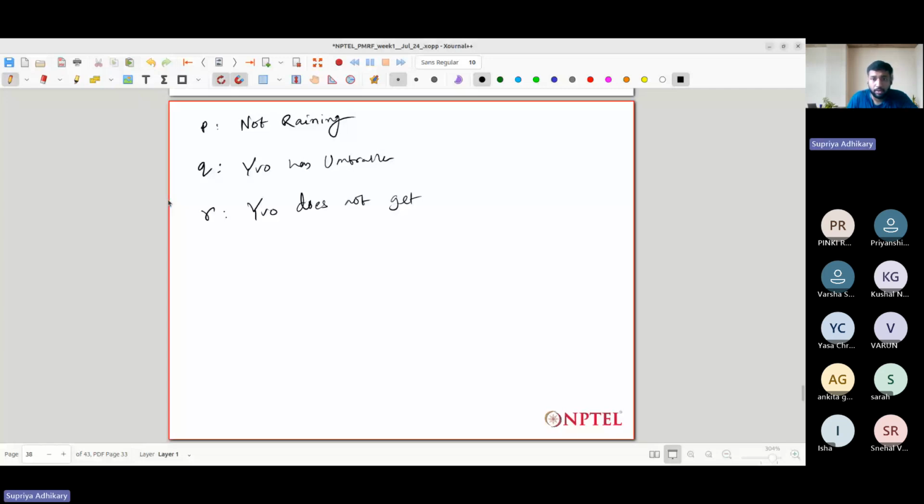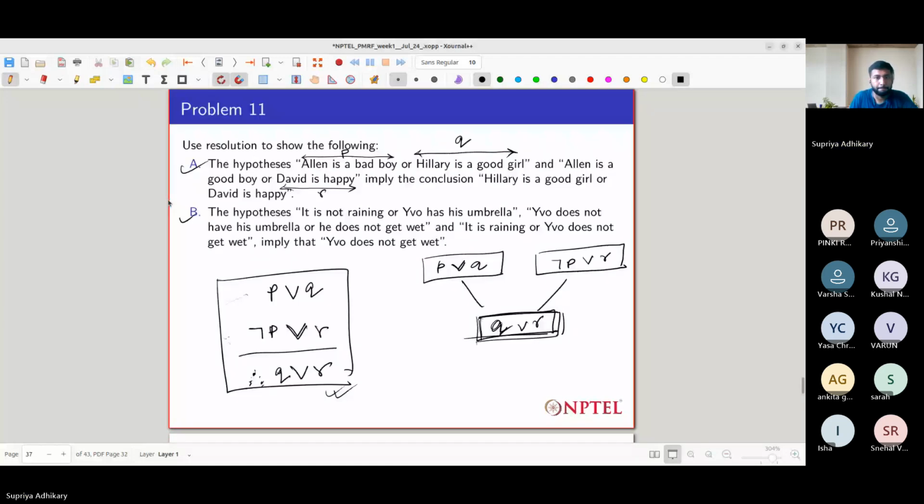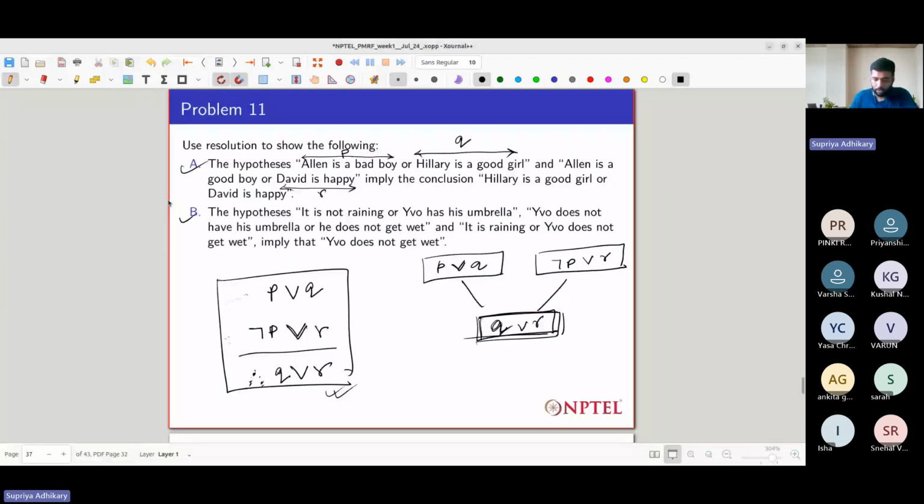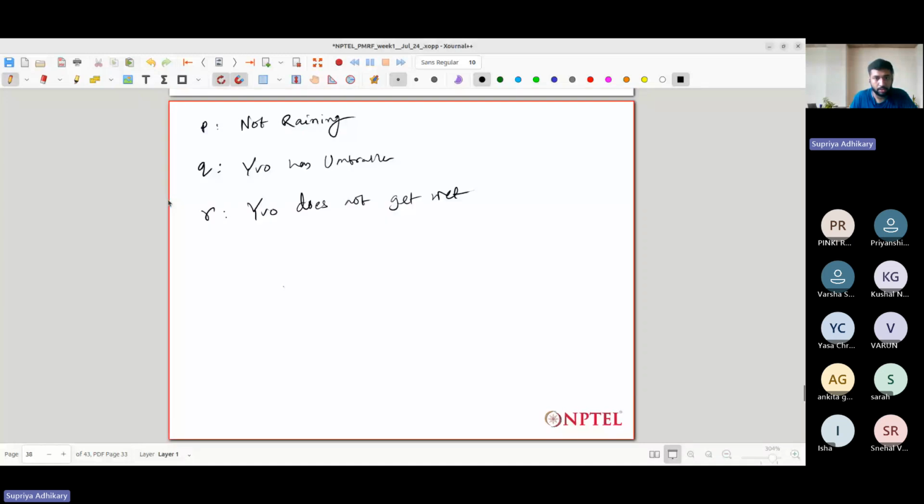It is raining, or UFO does not get wet. Okay, R, P and Q are already assigned, and the final conclusion is that UFO does not get wet. So the first statement says that it is not raining, or UFO gets his umbrella. So P disjunction.